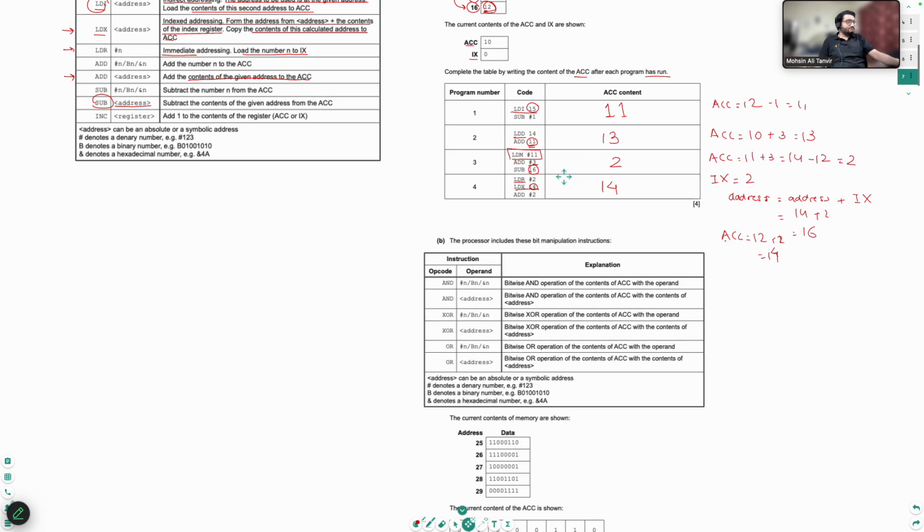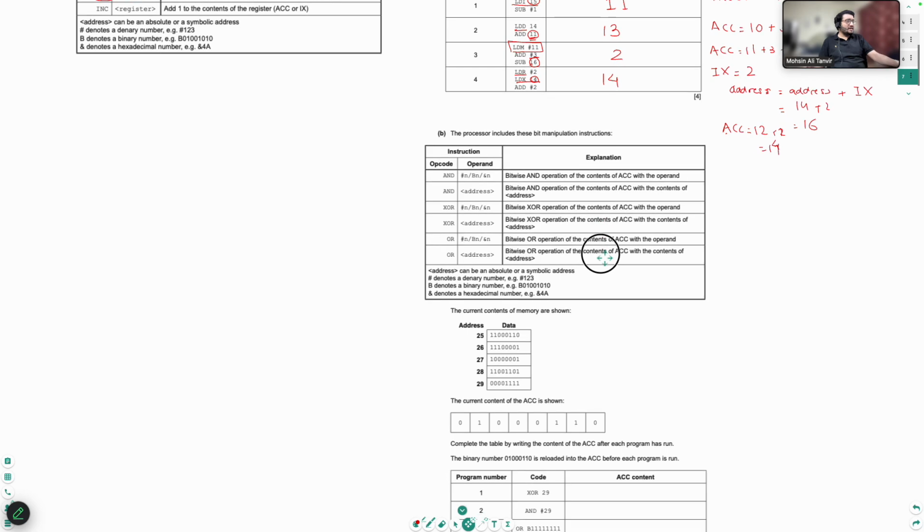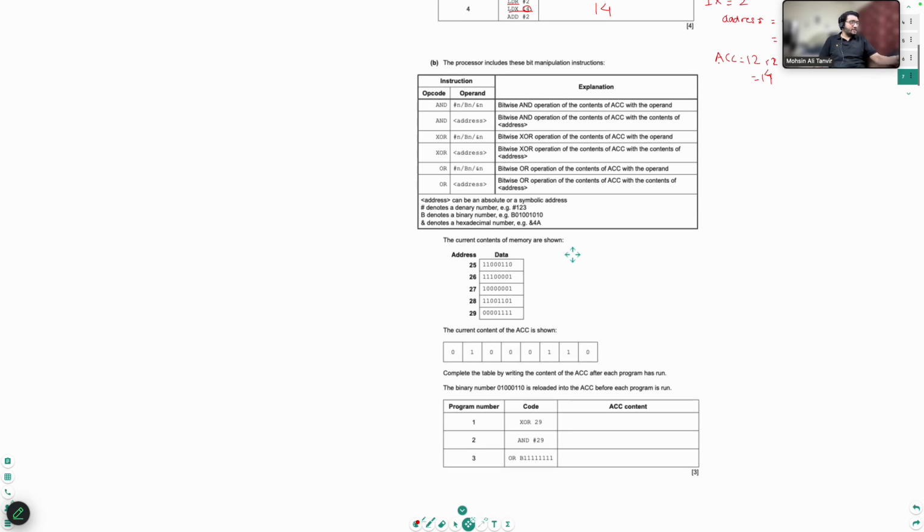All right, now the next set of questions, again very similar to what we just did. The real way of actually solving this is that you need to be able to read this table. You need to be able to read the whole table and make sense out of it. Now in this case it says bit manipulation instructions are given, which means each one of them explains what happens when I use each one of them.